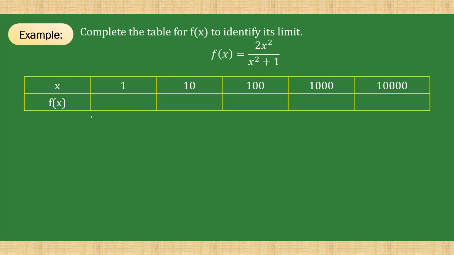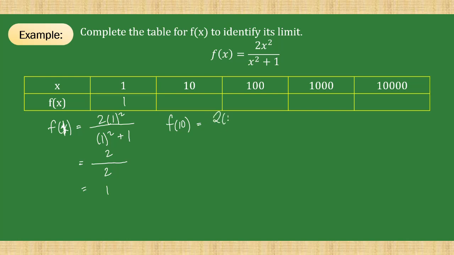So, isolve natin dito yung kanyang value. Meron tayong f of x. I-substitute natin. We have 2 times 1 squared. Then we have 1 squared plus 1. Obviously, the numerator will be 2. The denominator will also be 2. So, the answer here is 1. Next, for f of 10, oh, by the way, this should be 1, f of 1. Kasi 1 yung sinubstitute natin.